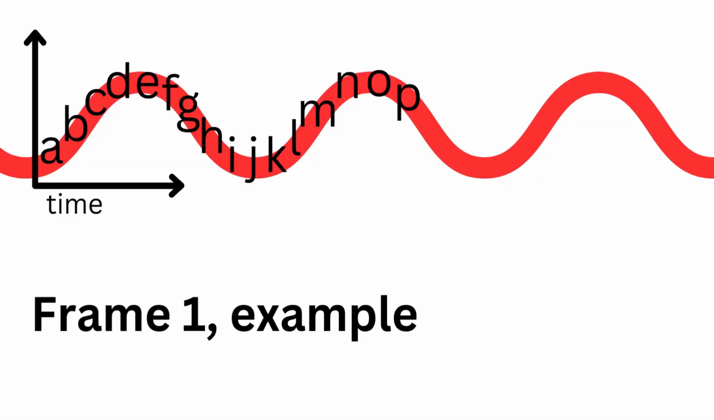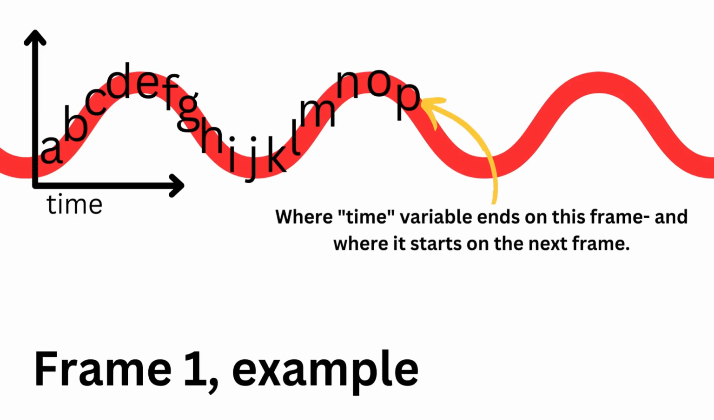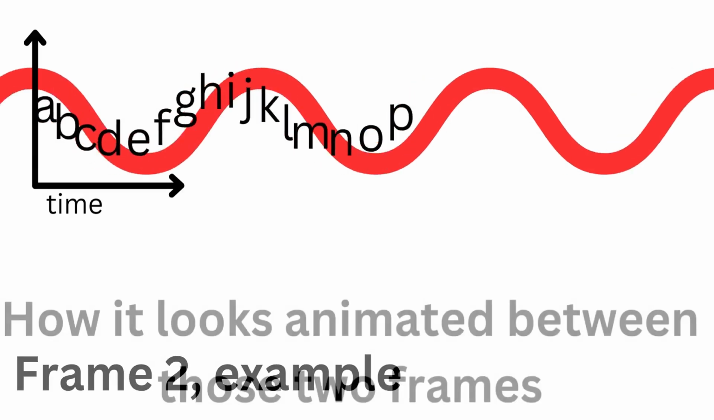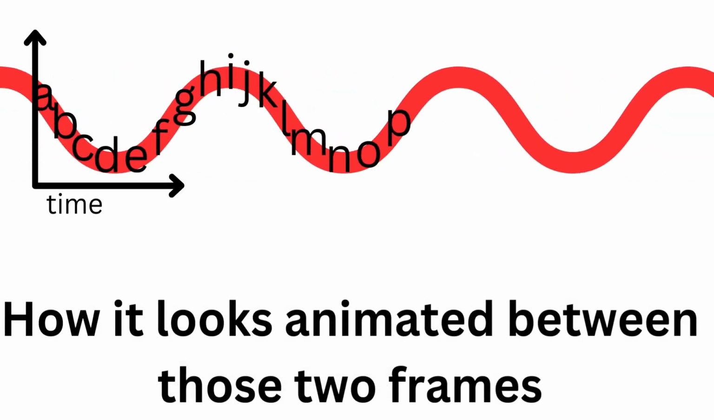But then I realized the real problem. So essentially what was happening looked a little bit like this. So where the last letter ends is essentially where the time variable ends on this frame, and therefore where it starts on the next frame. And the next frame looks completely different to the first frame and doesn't create a nice wiggle because of this. So this is how it looks animated between those two frames.